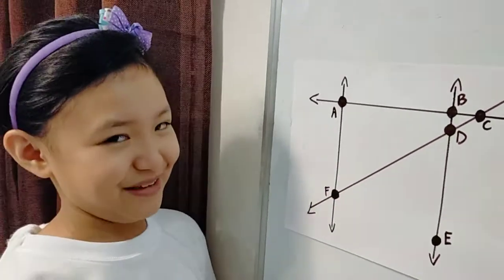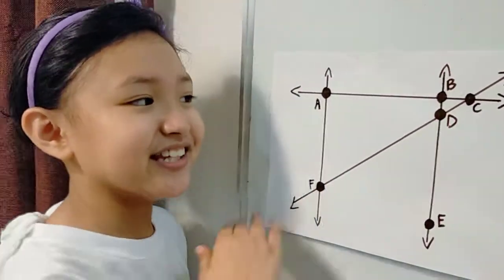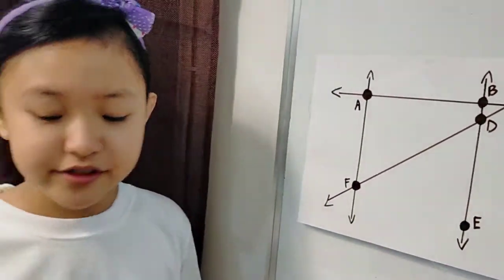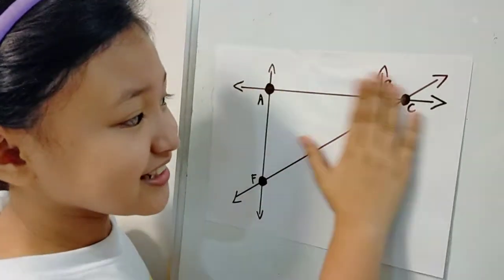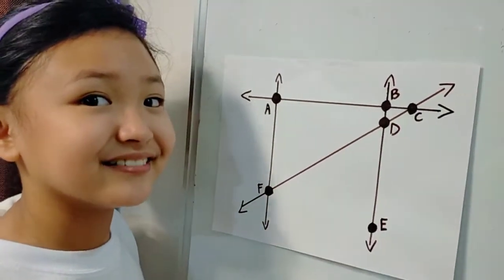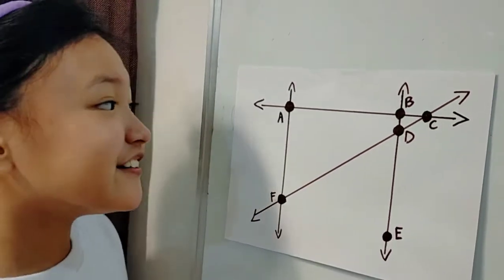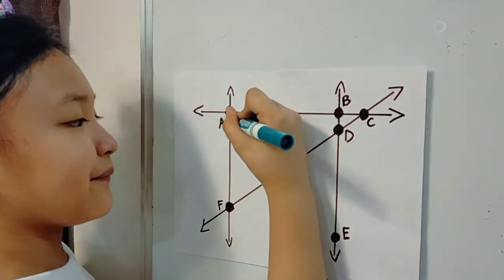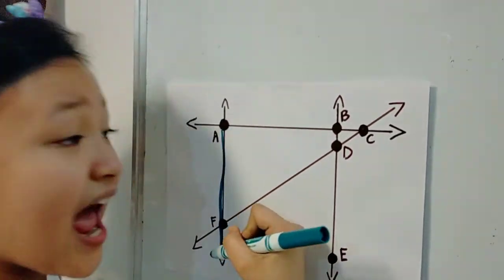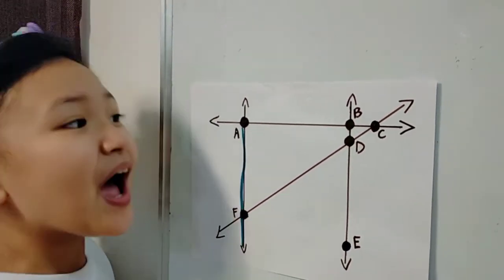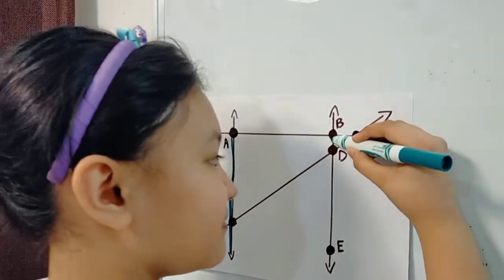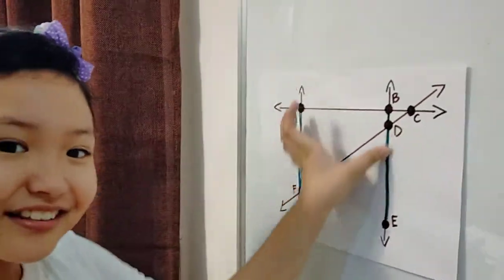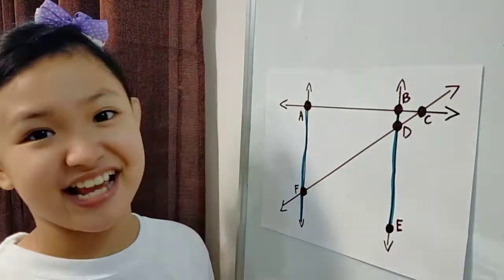For our last game, we are going to identify the different lines using these figures. So first, what are the lines that are parallel? You're right! AF is parallel to BE. Look! They do not intersect each other.